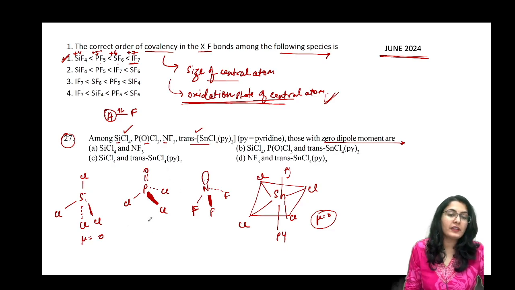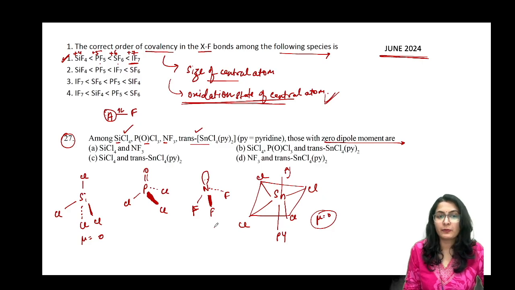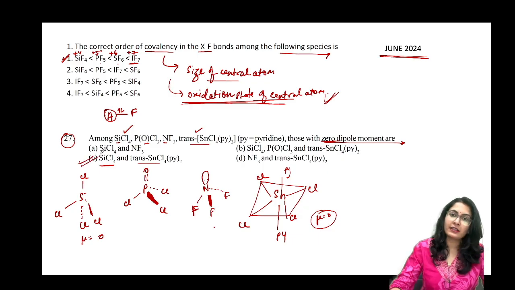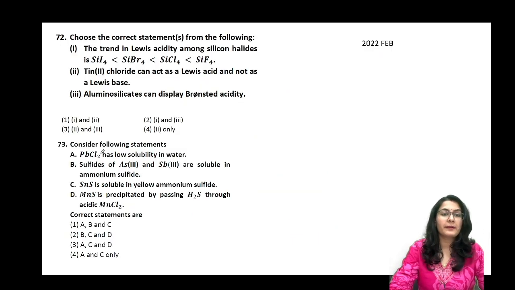For POCl3, there is going to be some dipole moment, and for NF3 again some dipole moment. So those with zero dipole moment are SiCl4 and the trans compound. C is the correct answer. I hope you got it correct.